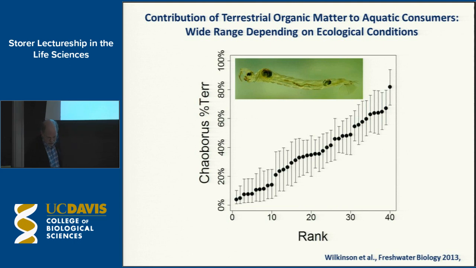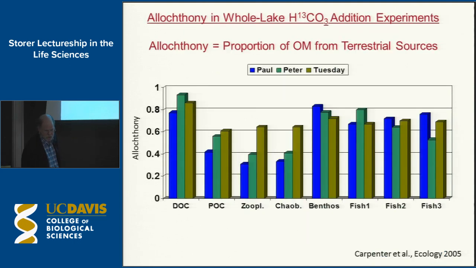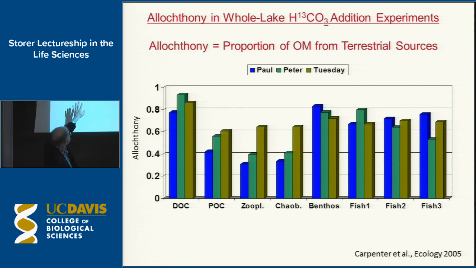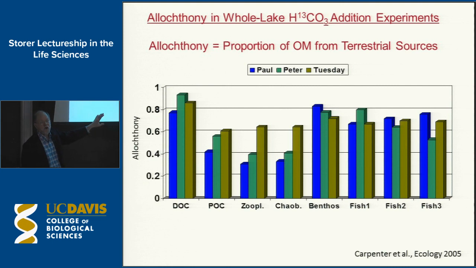So quite a range of contribution. But sometimes the terrestrial contribution is quite high. This slide shows the proportion of organic matter from terrestrial sources to either carbon pools or consumers of 3 different lakes. This is based on carbon-13 additions to whole lakes.